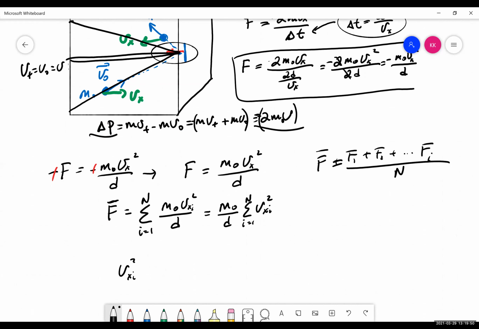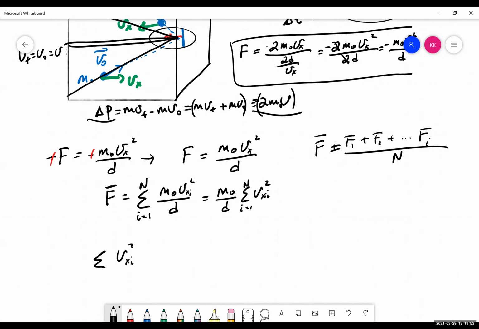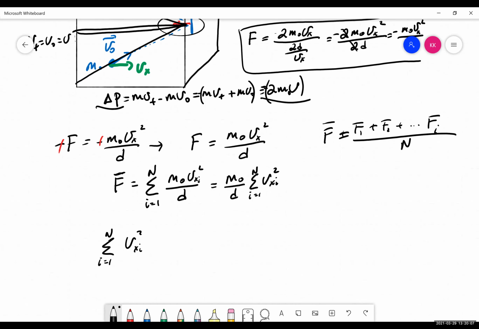One thing I can do here is this. If I'm adding them all together from i equals 1 to n, imagine I take the velocity of the first particle in x direction squared, plus the velocity of the second particle in x direction squared, adding them all together, then dividing by n, the number of particles that I have. Technically this is the average velocity squared in the x direction, the combined velocity of all the particles along the horizontal direction.